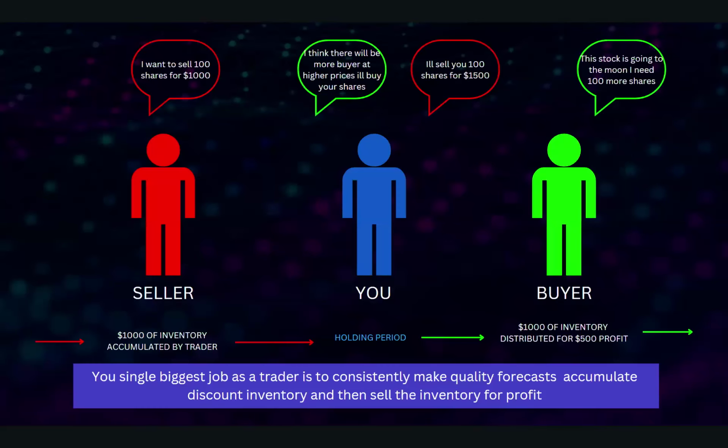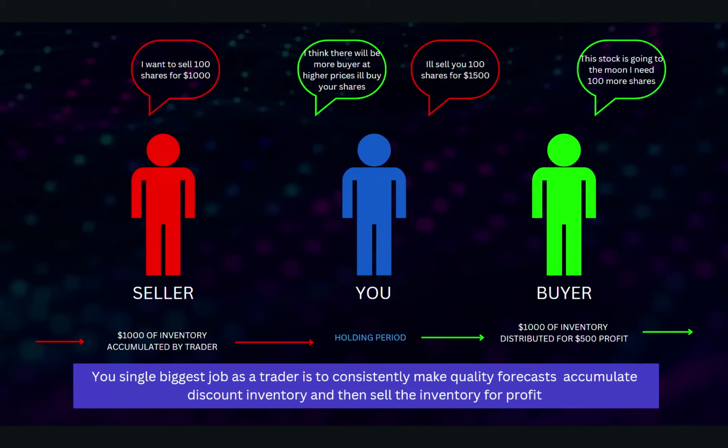So if I just break it down into very, very simple terms of how this is actually working, as you can see over here, first of all, we've got a seller, and the seller wants to sell 100 shares for $1,000. And this is you over here as the trader. So you want to buy it from the seller because you think there'll be more buyers at higher prices, so you'll buy your shares. You think it's a good investment. And then you sell those 100 shares to an interested buyer who believes the stock is going to the moon, who's willing to buy 100 more shares.